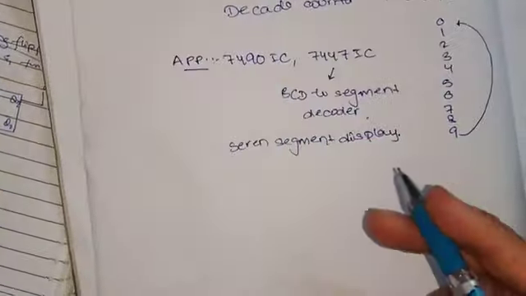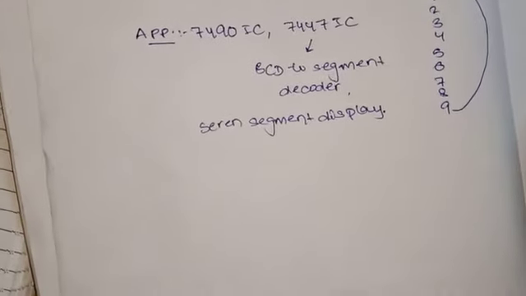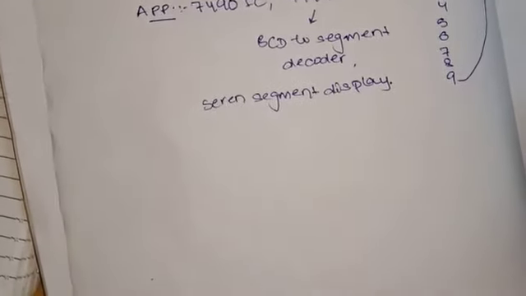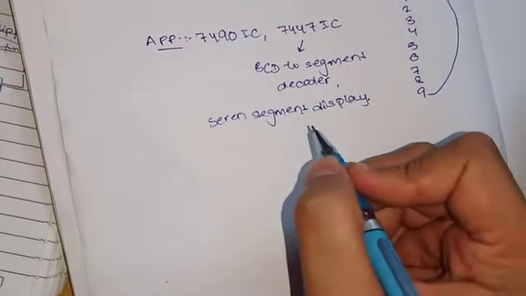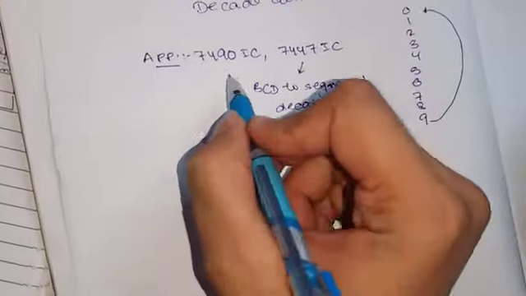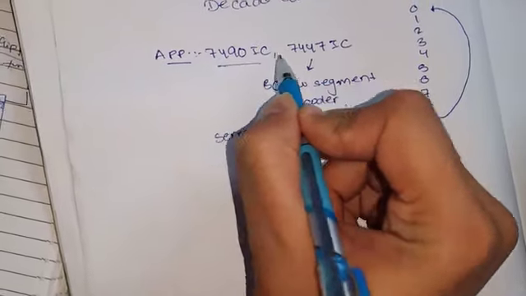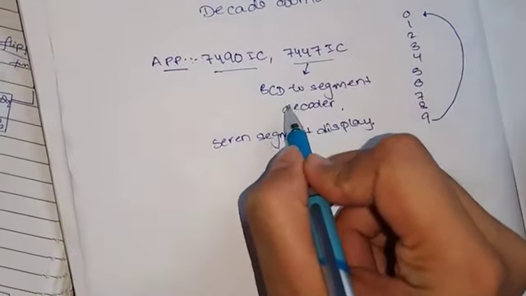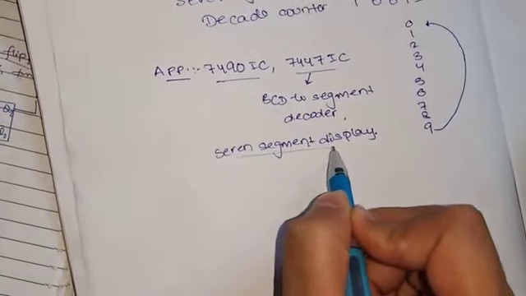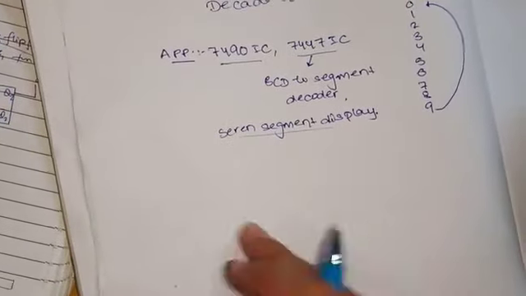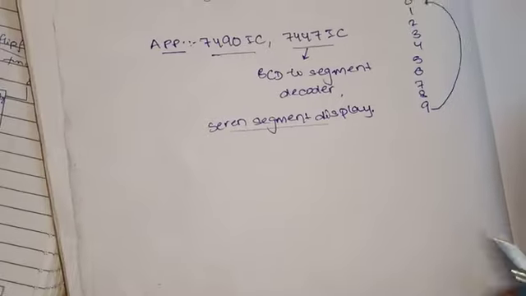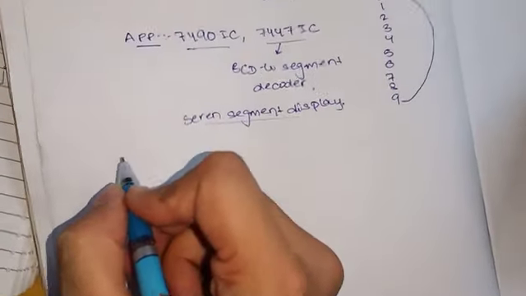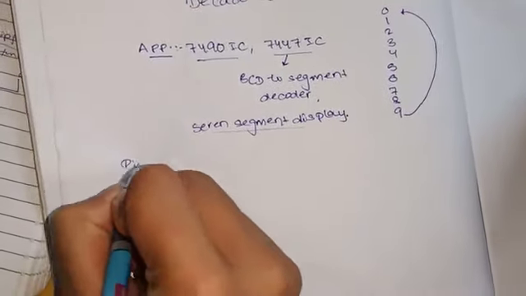Then what is the circuit diagram. In this experiment we don't have a circuit diagram, we have pin diagrams, in which we have to draw the diagrams of the 7490 IC, 7447 IC, and 7 segment display. We have to show the connections, and at last we need to show the truth table. Fine, so now coming to pin diagrams.